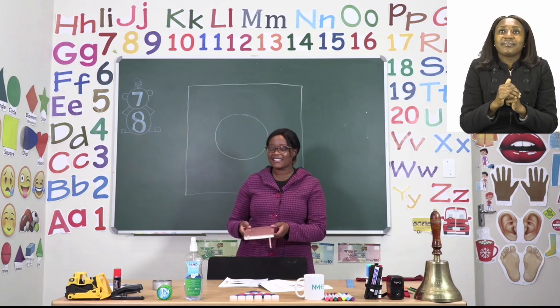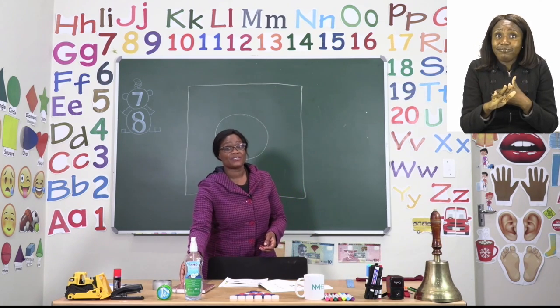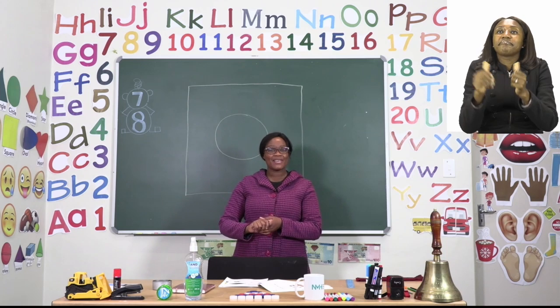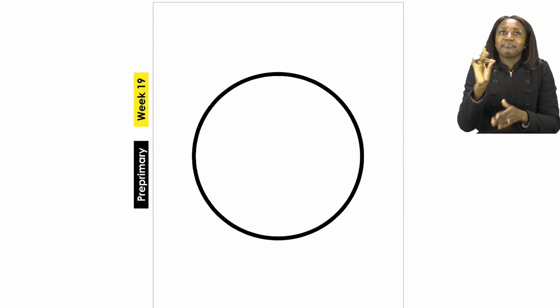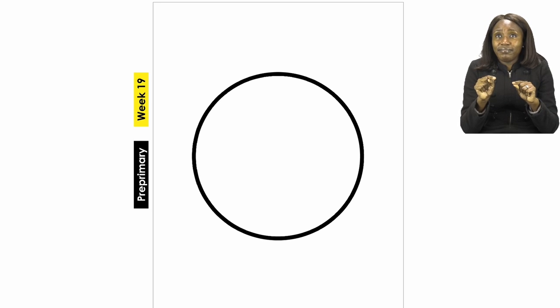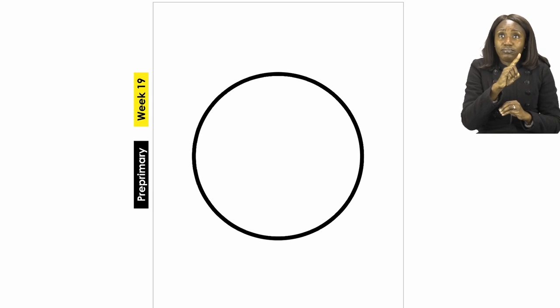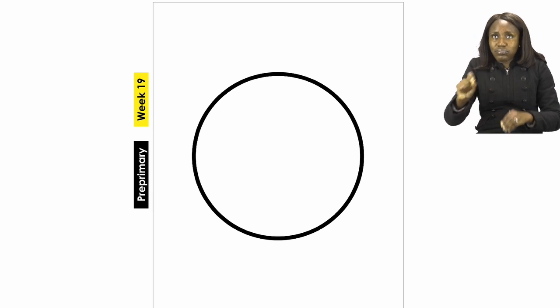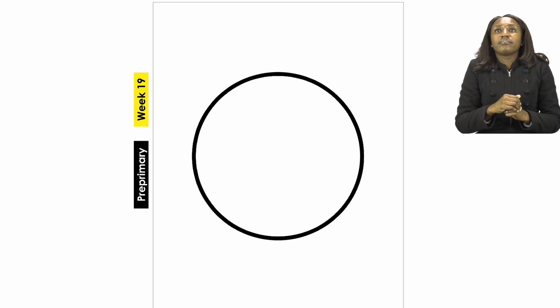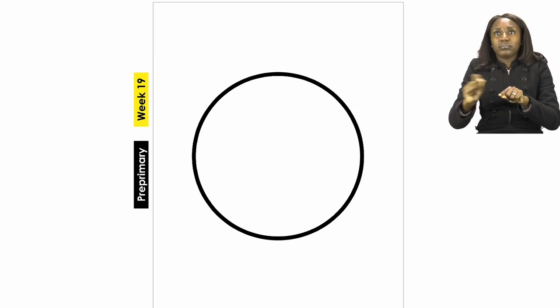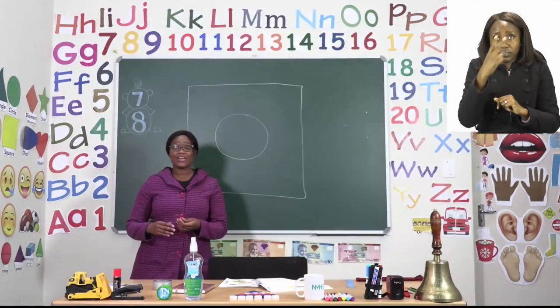When you're done with this exercise, my dear friends, you can now move on to the next one on the next page, page 8. On page 8, we are going to be doing some number writing. It's going to be our job to write the numbers 1 and 2 inside the circle, and then we're going to write the numbers 3 and 4 outside the circle. So let's take a look and see how we're going to do that.